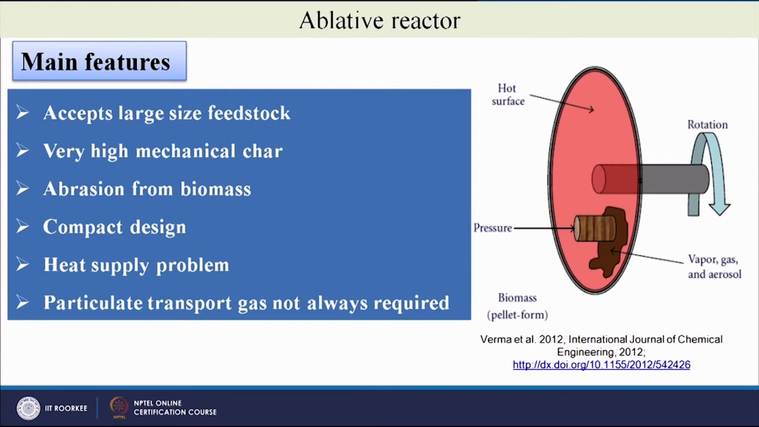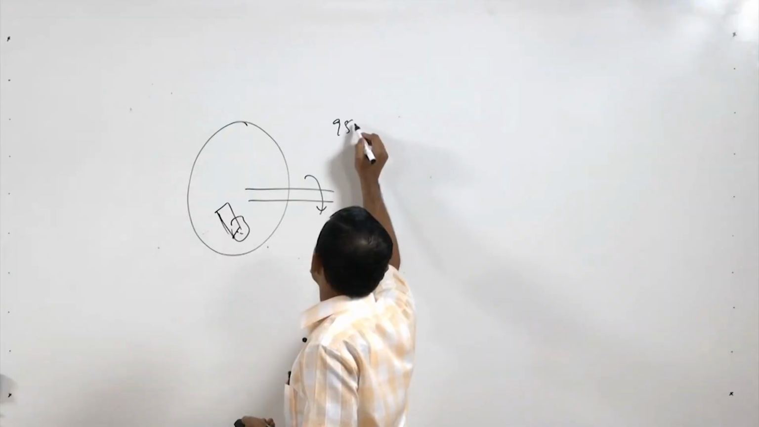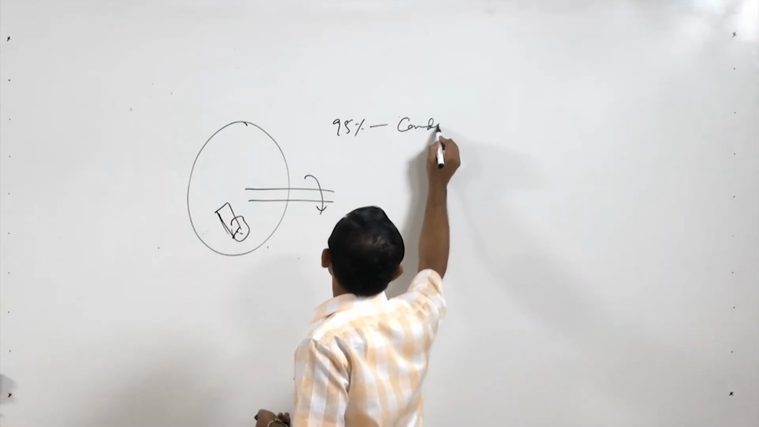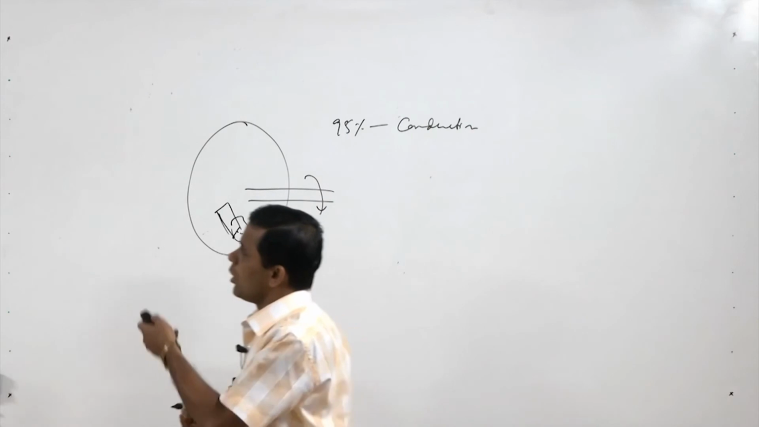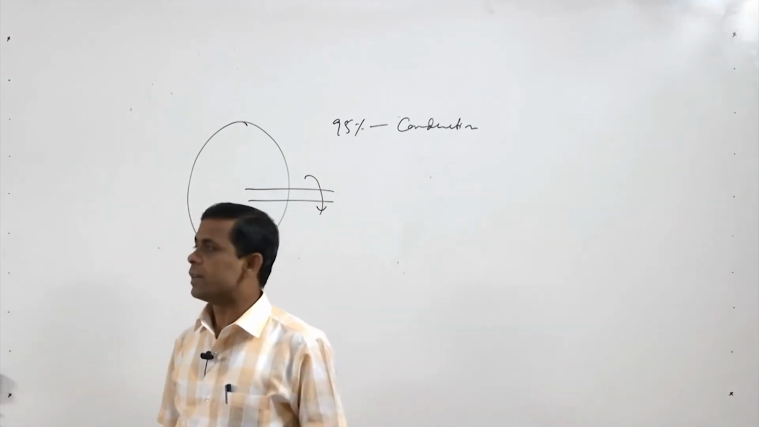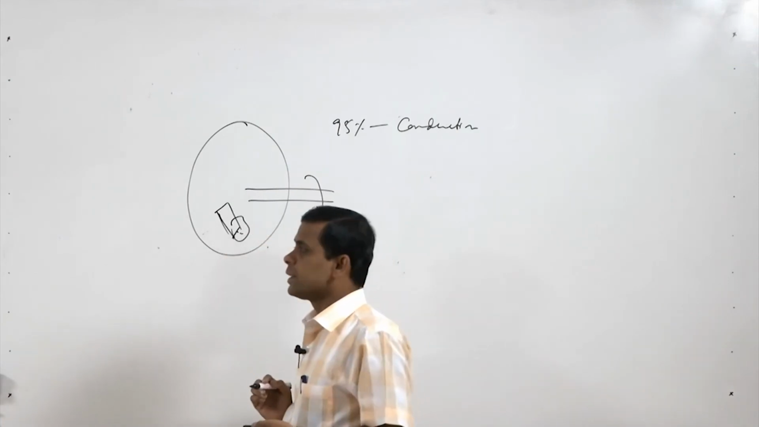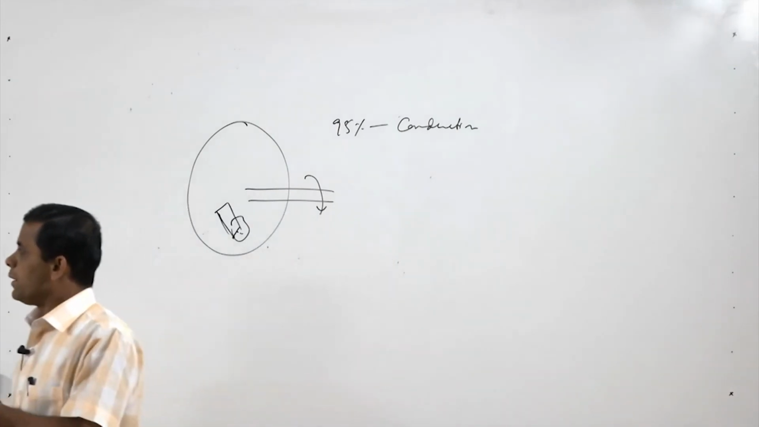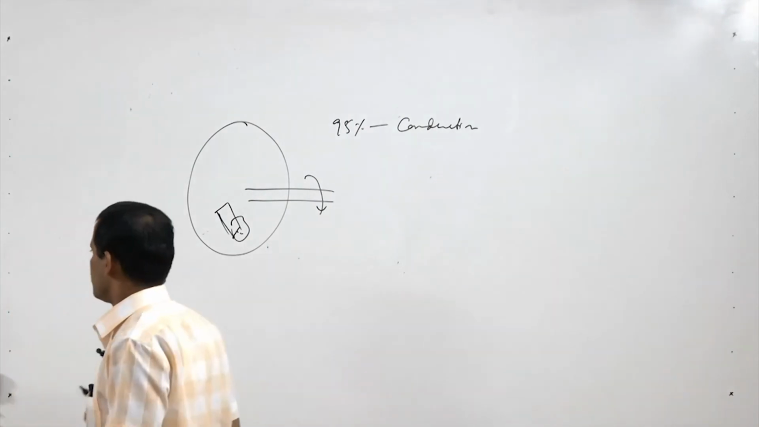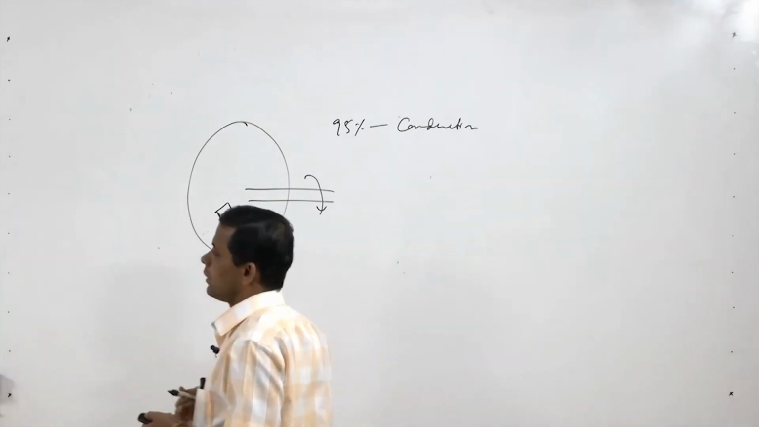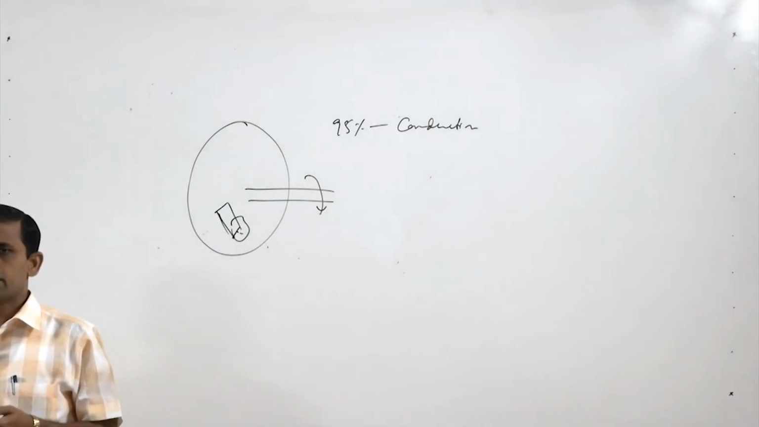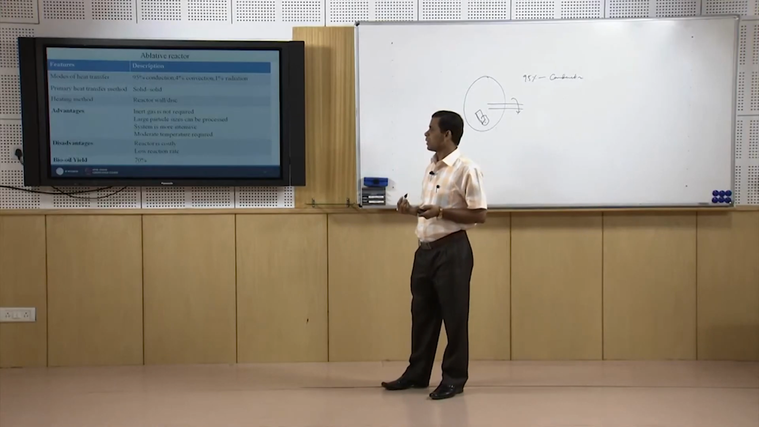That is the main disadvantage, and this is not commercially used yet. In this case we see maximum heat transfer takes place through conduction. 95% is conduction, 4% convection and only 1% is radiation, and solid heat transfer takes place. There is no gas-solid heat transfer in this case, and inert gas is not required, but this reactor is costly and has a low reaction rate. So, these are the disadvantages of this reactor system.